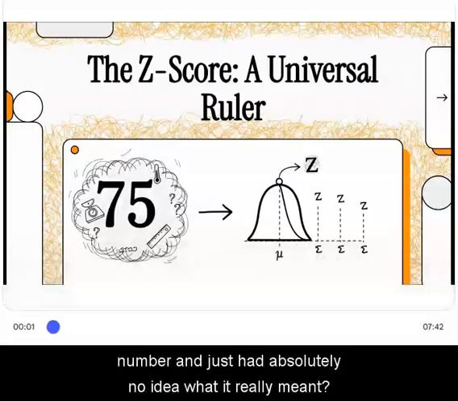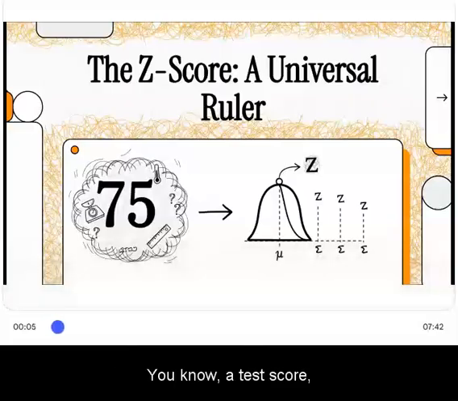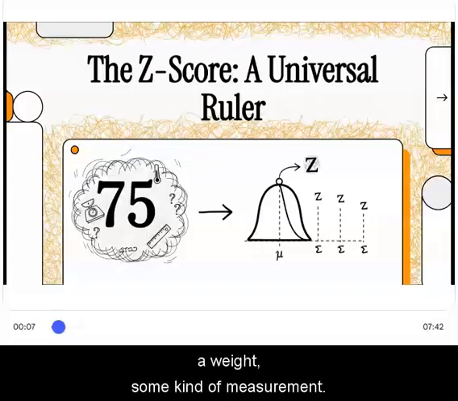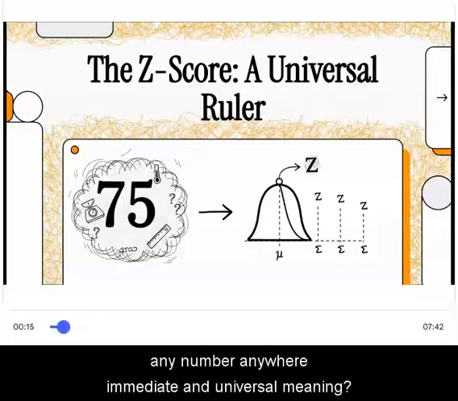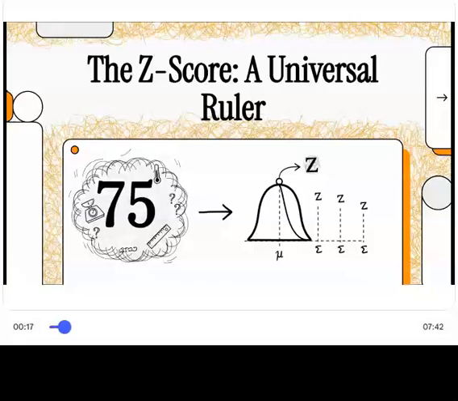Have you ever looked at a number and just had absolutely no idea what it really meant? You know, a test score, a weight, some kind of measurement? On its own, it's just a number. But what if I told you there's a simple little tool that can give any number, anywhere, immediate and universal meaning? Well, today we're diving into exactly that. We are talking about the Z-score.